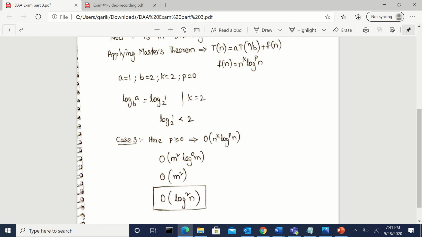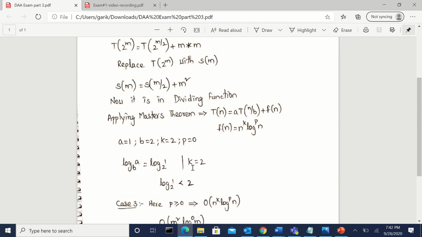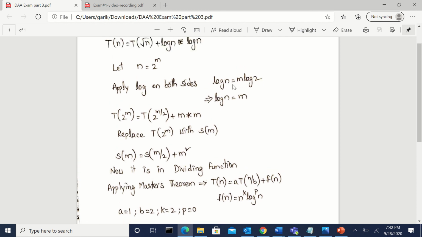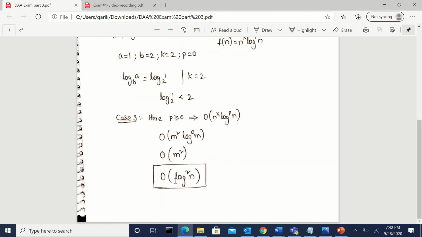As we are calculating in the form of m, we have to replace n with m here: order of m square log power 0 of m, log power 0 becomes 1, so order of m square. We don't leave it like this. After getting order of m square, we have to substitute the m value as log n. Here we get the m value as log n, where we can apply log on both sides, so we get m equal to log n. So we substitute m as log n, whole square, or log square n. Thank you.